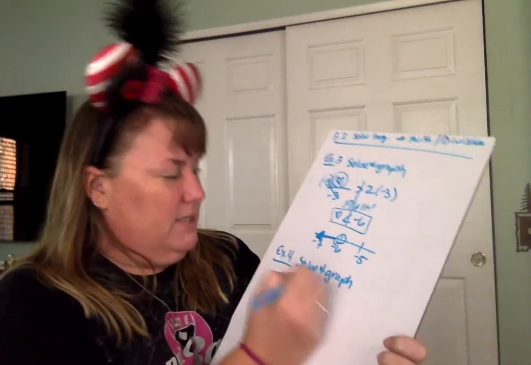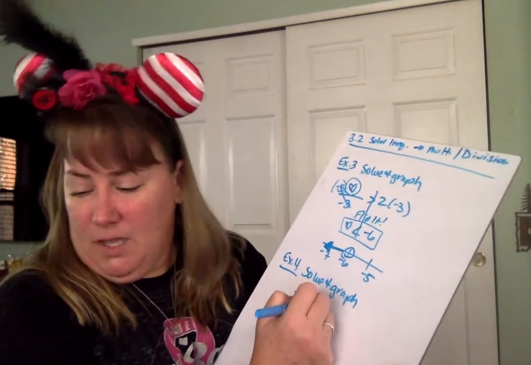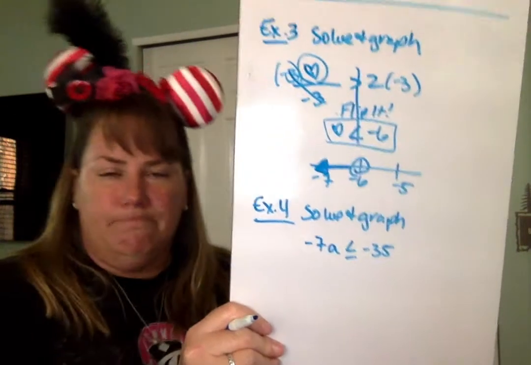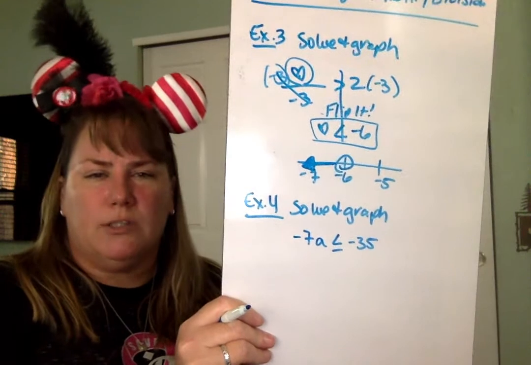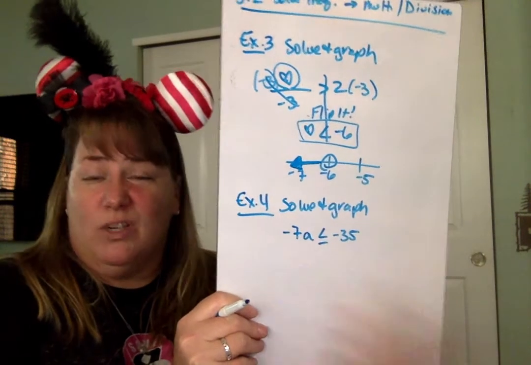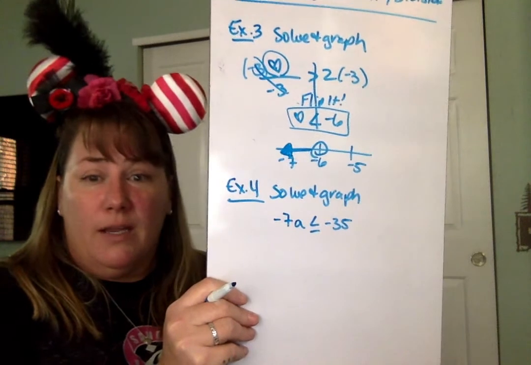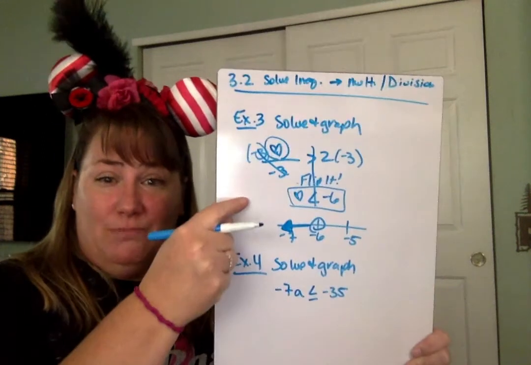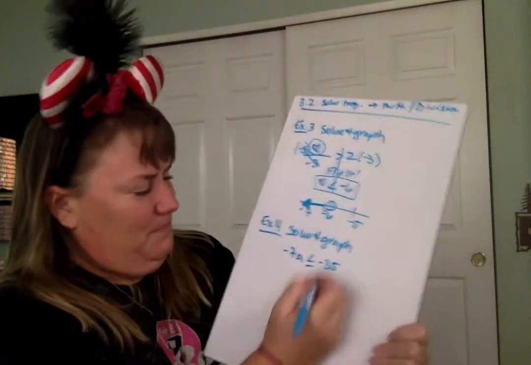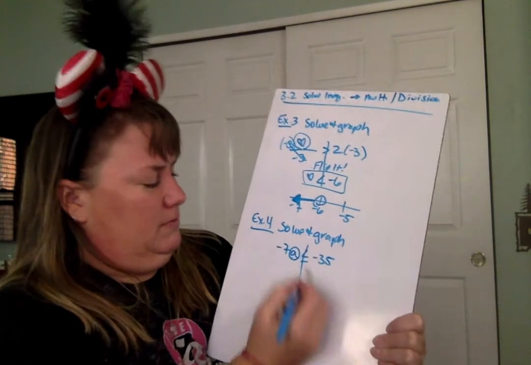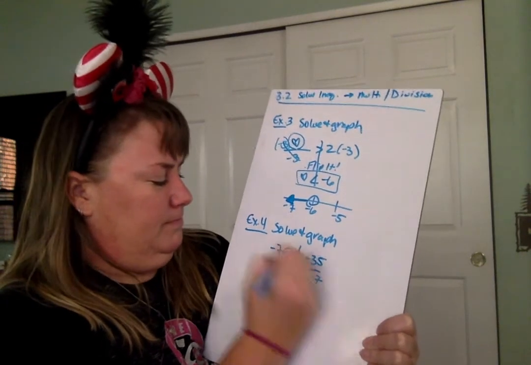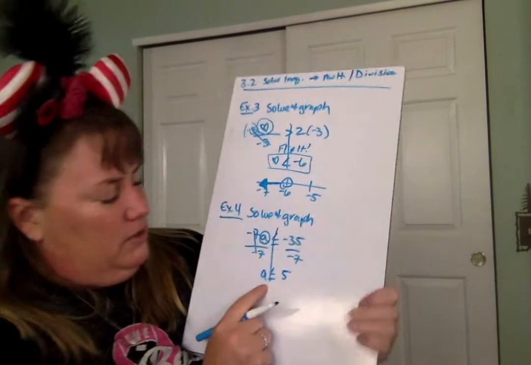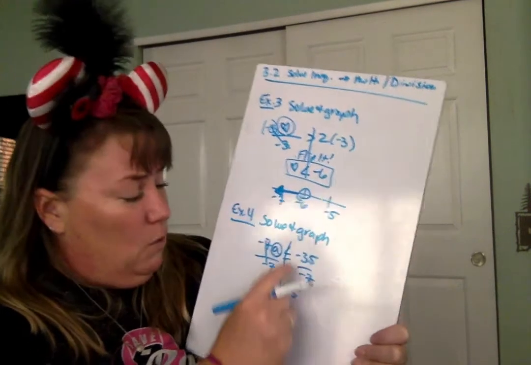Here we go. -7 times, what variable do we want? A is going to be less than or equal to -35. So again, some of you might be saying, how come you didn't do that with example 2, Miss Parks? It's a multiplication problem. We're going to undo it by division. Yeah, you're right. So, it probably has something to do with this problem. Let's go. Circle. Divide by -7. A is less than or equal to -35 divided by -7, which is 5. So they're saying that all real numbers less than or equal to 5 will make this inequality true.